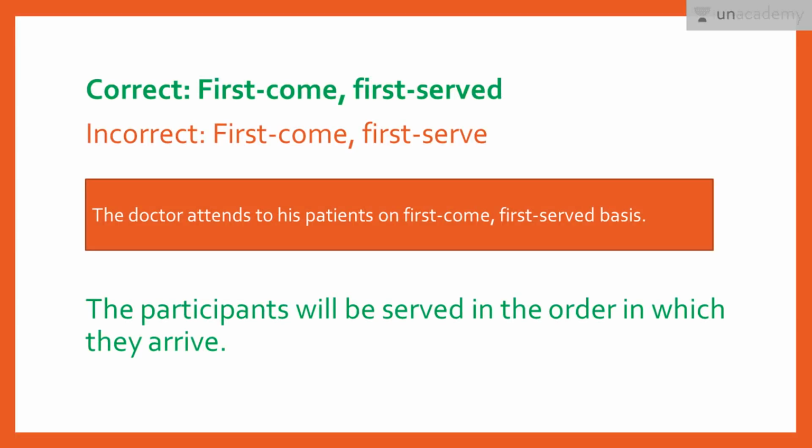Now the next phrase is first come, first served. How do we use it incorrectly? We say first come, first serve. No, it should be served, E-D. We use the wrong tense. The doctor attends to his patients on a first come, first served basis. The participants will be served in the order in which they arrive. Where do we use this phrase? If the first person arrives, then the second, then the third, how are we going to attend to them? On a first come, first served basis. The person who came first will be served first.